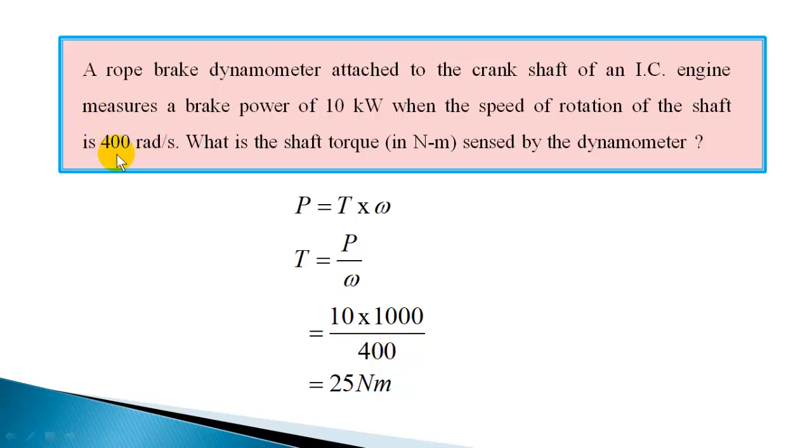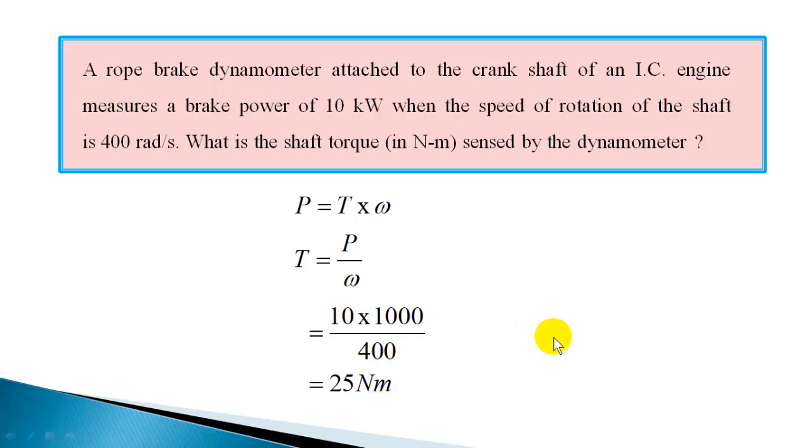The angular rotation is 400 radians per second. That is, in 1 second it rotates by 400 radians, so this is nothing but the angular velocity omega. So the angular velocity is 400, and you get 25 Newton meter as the torque transmitted by the shaft.